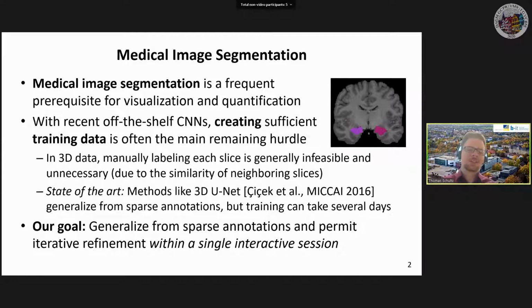For this, there are even state-of-the-art methods like the 3D UNet, which are specialized for making volumetric segmentations out of sparse annotations. The big drawback of these methods is that training them can take several days. This also affects the workflow: when you do the annotations, you don't know whether you annotated enough. Then you have to wait for the network to train, check again, and start correcting. So our idea was that we wanted this to be much more interactive.